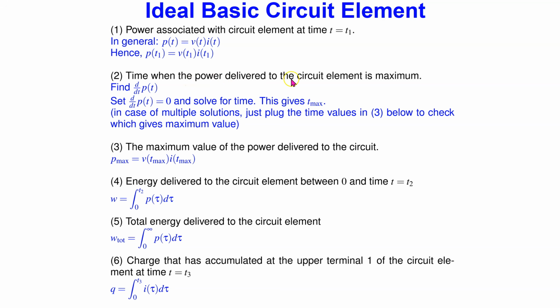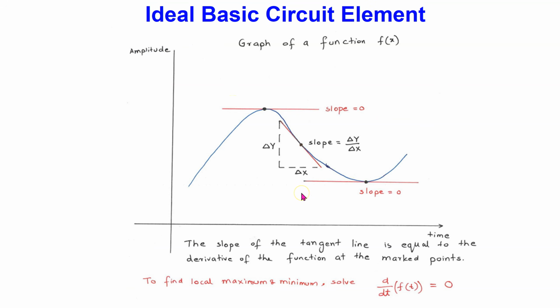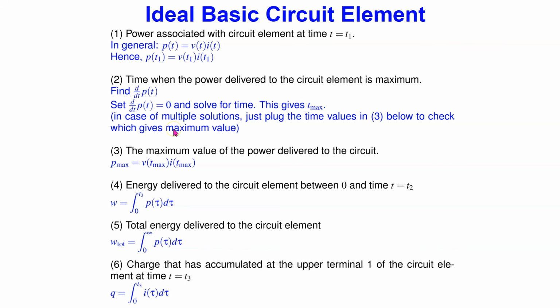To find the time when the power delivered to the ideal basic circuit element is maximum, we employ a fundamental method from calculus. We differentiate the power function and set it equal to 0 and then solve for time. Recall that the derivative of a function at a point along the function is equal to the slope of the tangent line at that point. At a local maximum or minimum, the slope is 0. Thus, solving this equation gives us the time at which the local maximum or minimum occurs. We can then plug the time values back into the power expression to check which gives the maximum value.